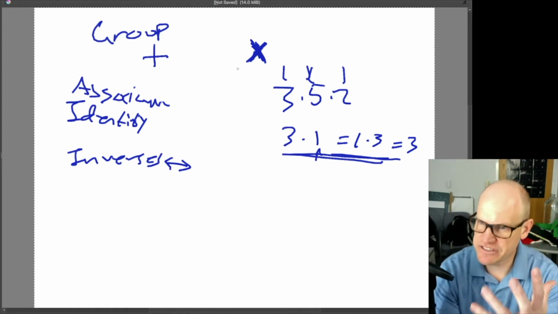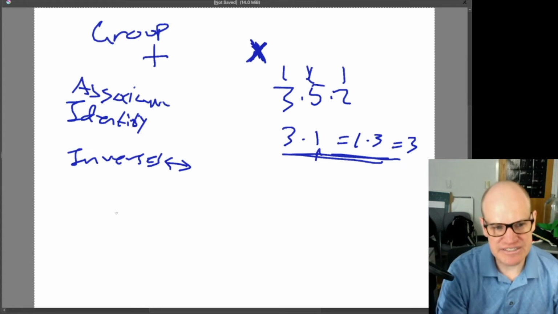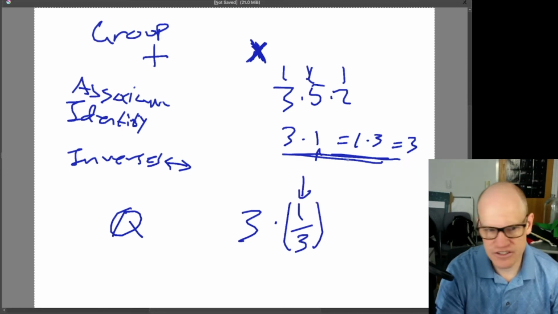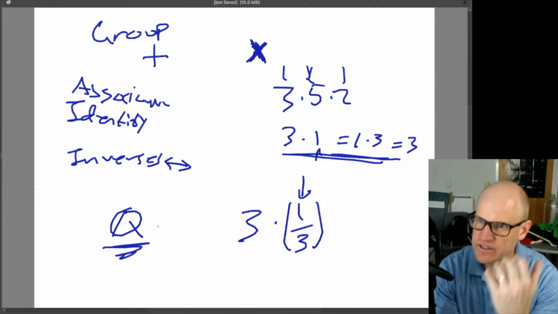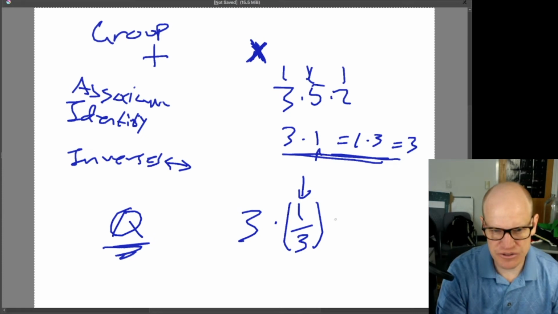It doesn't have the same structure as addition over the integers. If we instead expand ourselves to the rational numbers, then we have the inverses. So the inverse of 3 is going to be a third. But this is not an integer, and so we have to expand to the rationals. In the rational numbers, multiplication forms a group. So 3 times a third is going to give us 1, and that is the multiplicative identity.